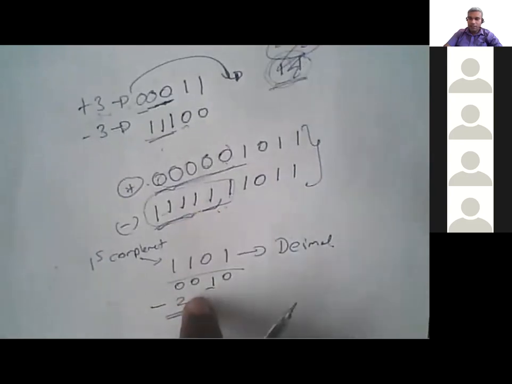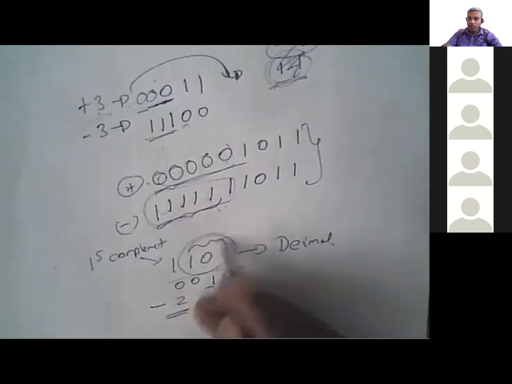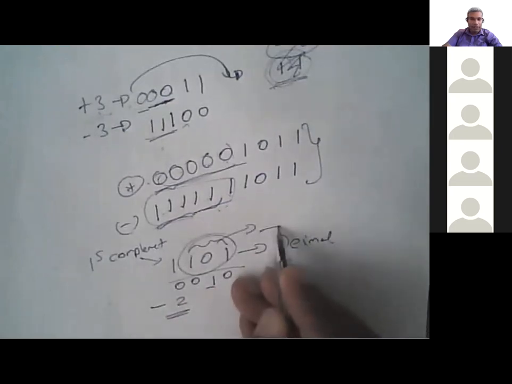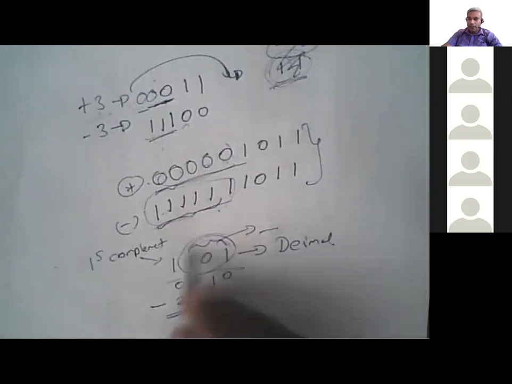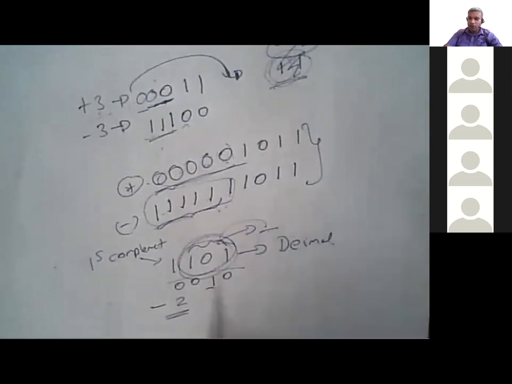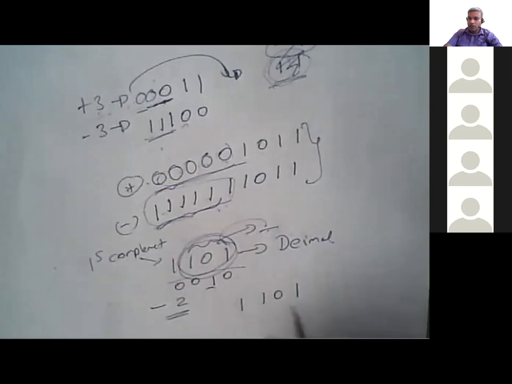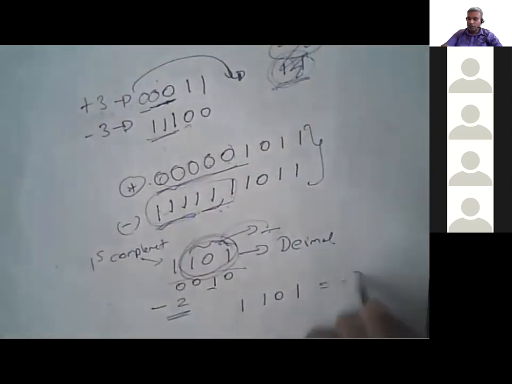Now don't confuse this with the sign and magnitude method. In the sign and magnitude method, this whole thing was directly interpreted as the magnitude value. But in the ones complement, if it is a negative number, you would have to flip it to get the value. So 1, 1, 0, 1, flip, you get 0, 0, 1, 0, which is minus 2.